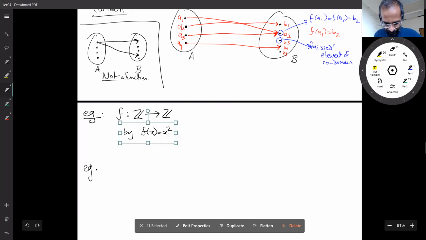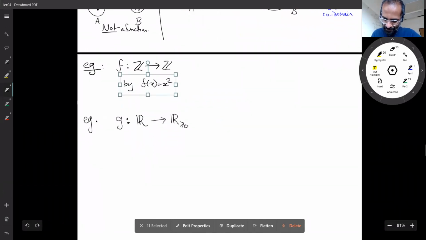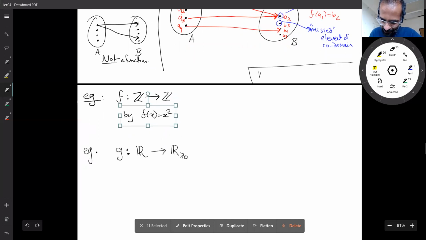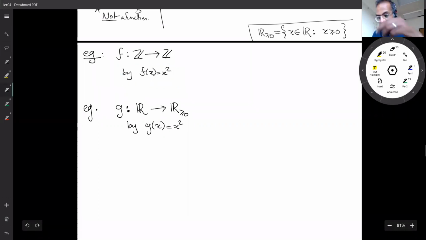Here's another example. I could have the function g going from the real numbers to the non-negative real numbers. So this is a set. Maybe I'll just write the definition over here since we haven't done it before. The set of non-negative real numbers is the set of x in R such that x is non-negative. And I can define this using the same formula, g of x equals x squared. These are different functions. The domain and codomain are part of the definition of the function. So these are not the same function.